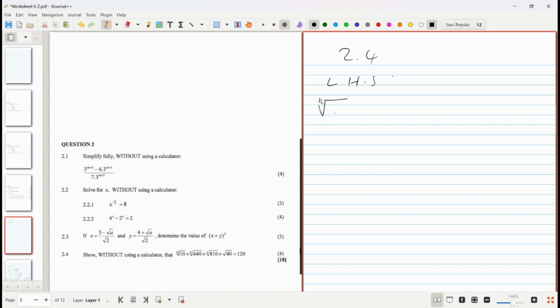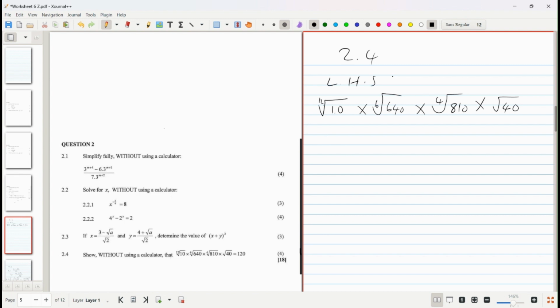Okay, we have the 12th root of 10 multiplied by the 6th root of 640 multiplied by the 4th root of 810 multiplied by the square root of 40, right? So we need to simplify this, but we know that we have the smallest number here, which is 10.